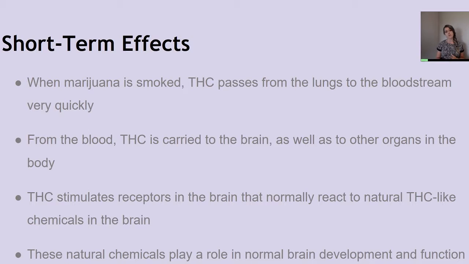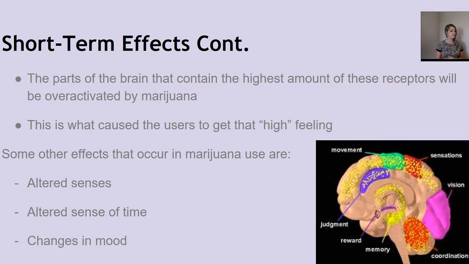When eaten, the effects may be felt 30 minutes to an hour later, and this can be an issue because if someone doesn't understand that the effects will be delayed, then they may ingest more thinking that it isn't working, and then they'll ingest too much. So the parts of the brain that contain the highest amount of these receptors will be overactivated by marijuana, and this is what causes the users to get that high feeling.